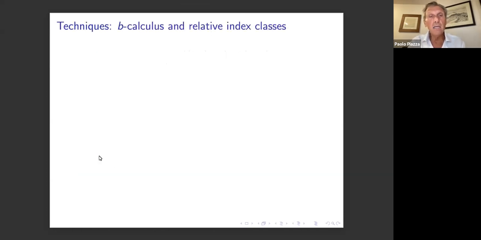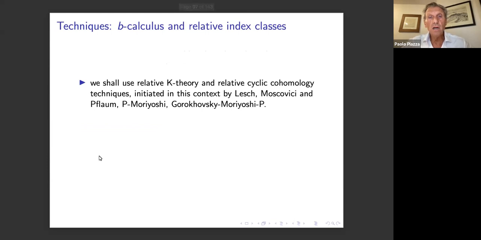Now, I want to give just a few ideas of how you prove these theorems. I will try to finish on time also because I'm the last talk of the day. Our techniques go back to some work I've done with Hitoshi Moriyoshi and also with Sasha Gorokhovsky. And that was also explored in a different context by Lesch, Moscovici, and Flaum, namely the interplay between relative K-theory and relative cyclic homology, and say absolute K-theory and absolute cyclic homology. So let me explain this point.